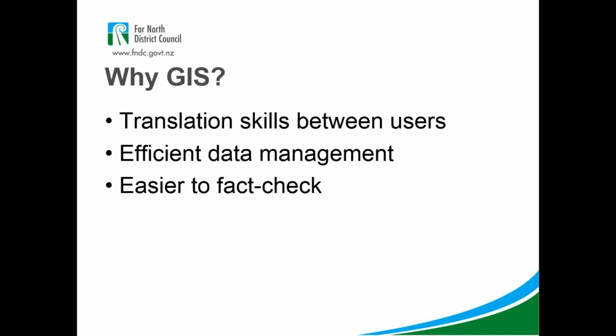So why GIS? Predominantly translation. Our two main customer groups, apart from other internal council departments, are elected members who have to read hundreds of documents a month, or the individual customer who normally has a varying skill level, limited time, and only wants the answer to one question.